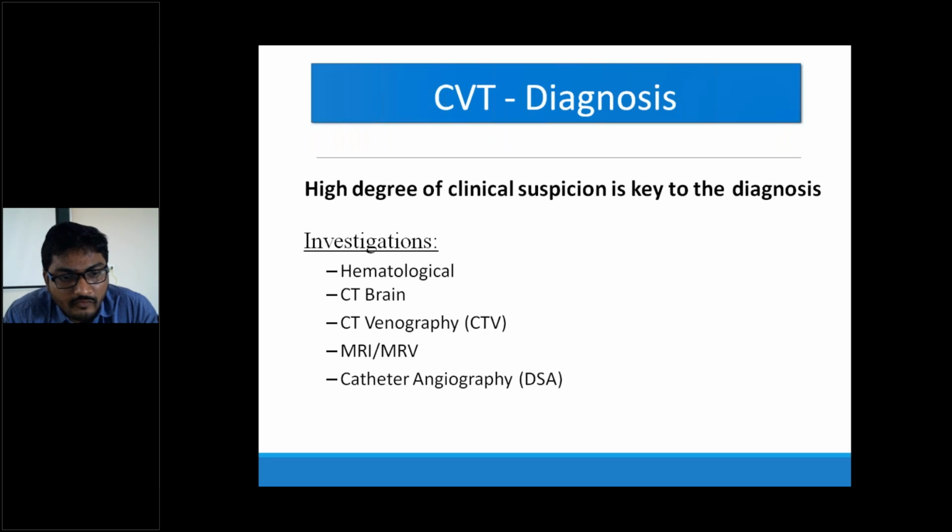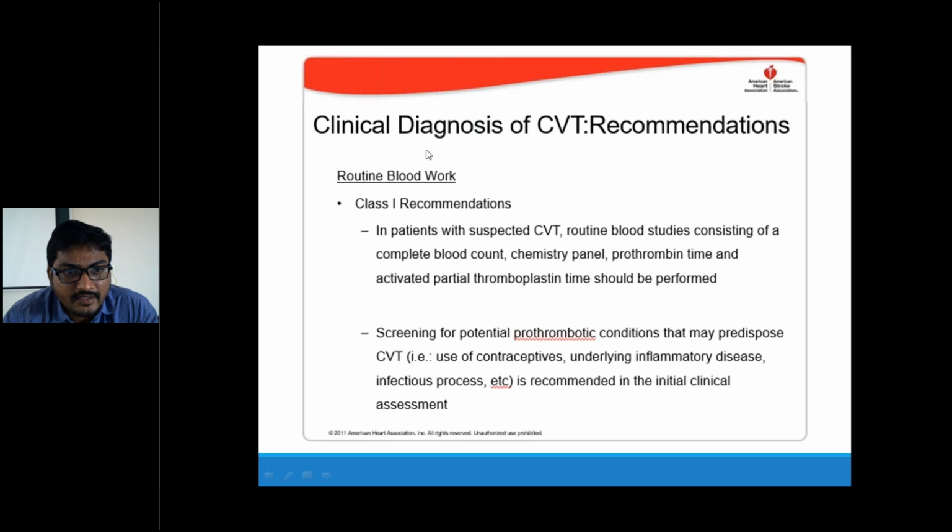Hematological, you go for thrombotic profile, you should look for protein C, protein S deficiencies, antithrombin. Okay, CT brain you should do. So these are the basic investigations, right? And so recommendations, what they said is that class 1 recommendations, blood work you should do for complete blood count, chemistry panel, prothrombin time, PT, APTT, INR. What is PT? Prothrombin time. What is PT and what is APTT?